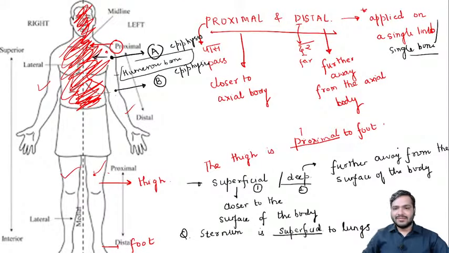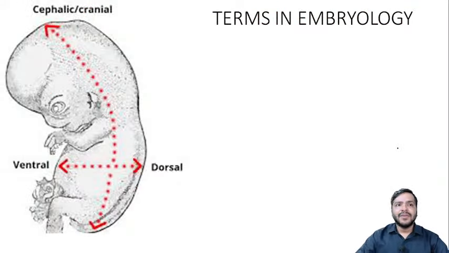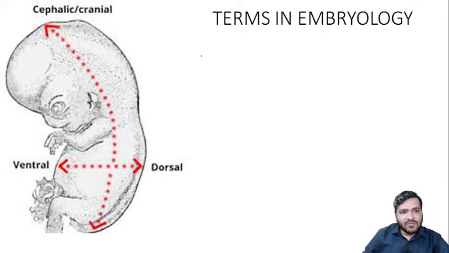Okay, so coming on to the next part, that is the terms in embryology. So write down the first one, that is ventral, which basically means towards the belly.